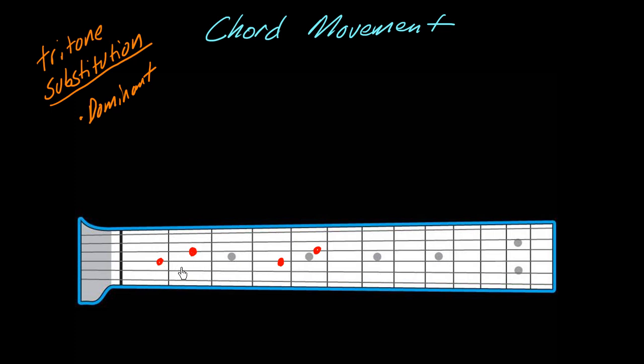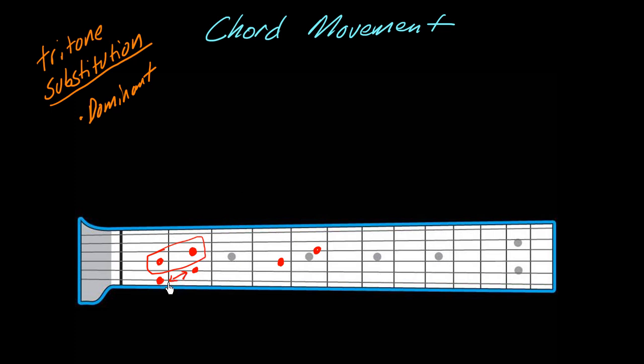So I'll show you what I mean. If I had the root here, which would be a B dominant, well, that is the same as if it was an F dominant chord. These 2 notes stay exactly the same. What moves is this bass or root note from here to there.